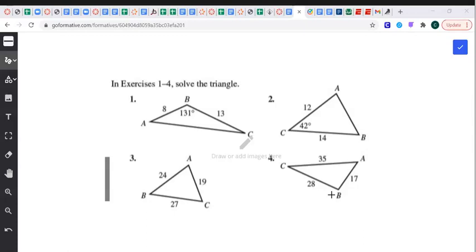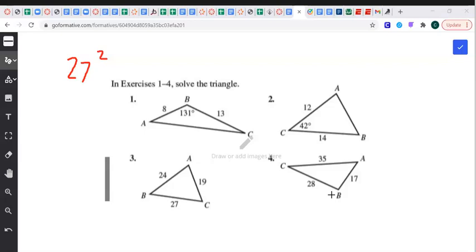Now, since in question 3 you have all 3 sides, we need to pick an angle to start with. It doesn't really matter which one you start with. A lot of times people like to start with the largest one. So, which is the largest angle? It'd have to be angle A. So, we're going to do 20.